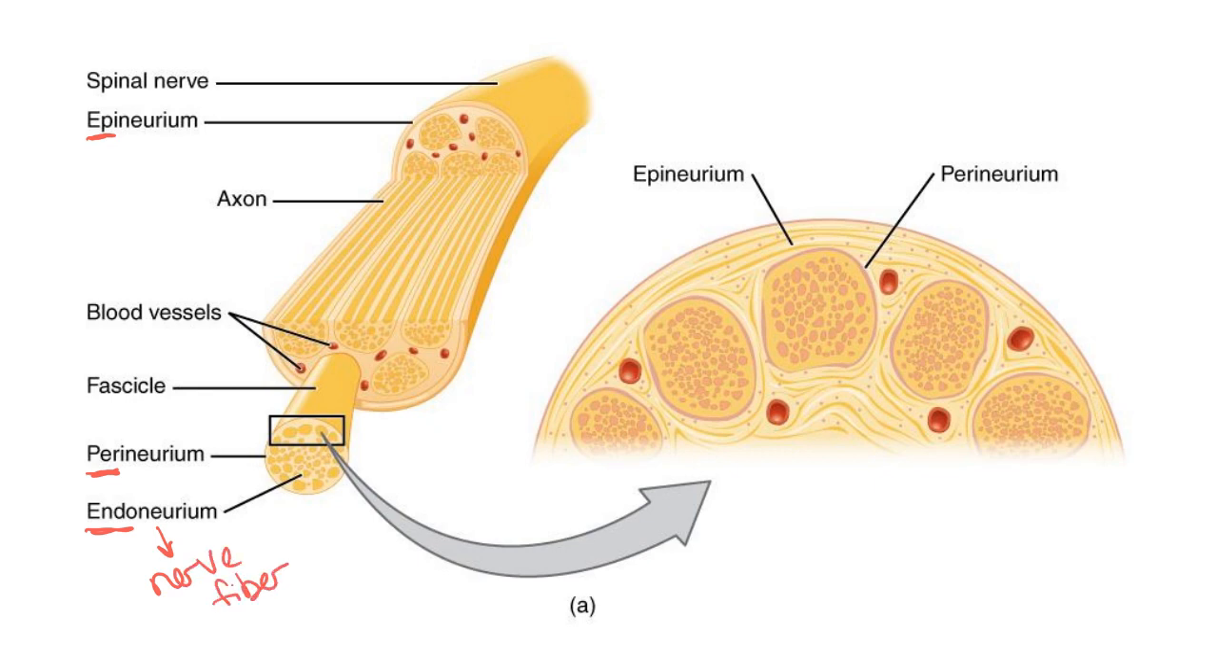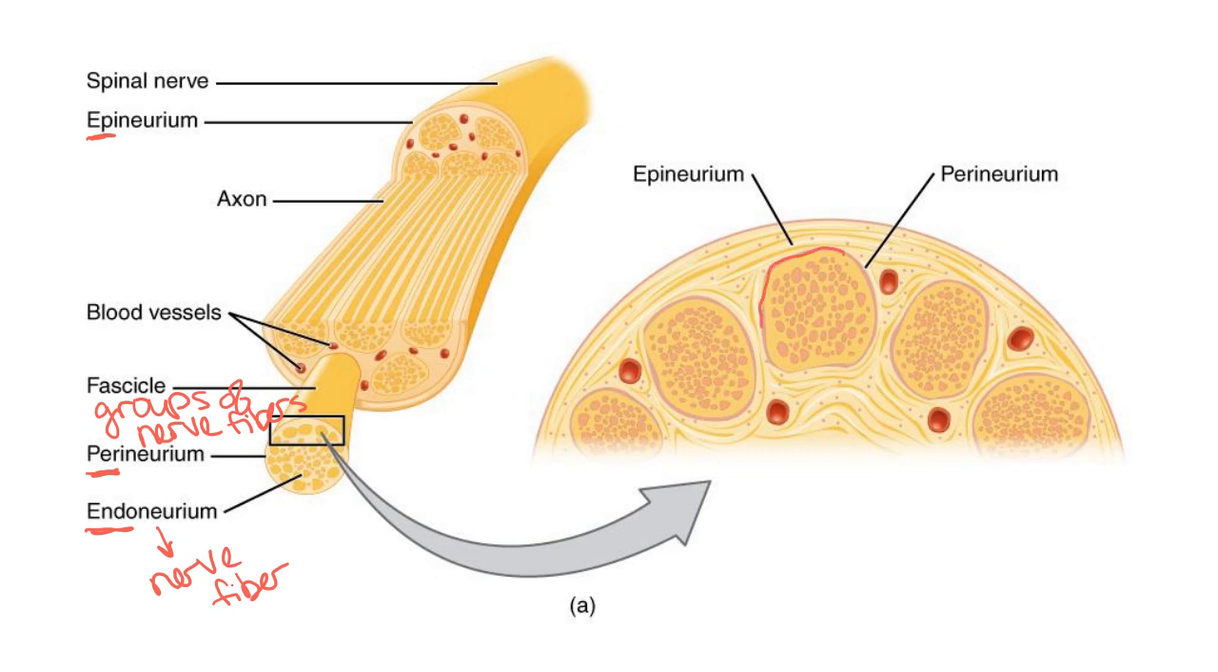Remember, these spinal nerves are big nerves. They're made up of bunches of smaller nerve fibers, just like a muscle was. So the endoneurium is going to wrap around each individual nerve fiber. Those nerve fibers are going to be grouped together again into fascicles, just like with muscles. So the perineurium is going to wrap around the fascicle.